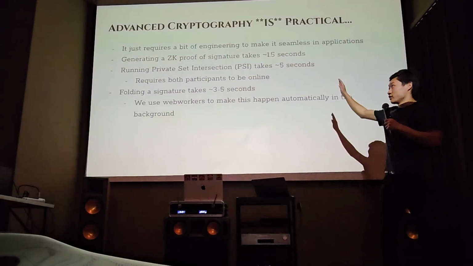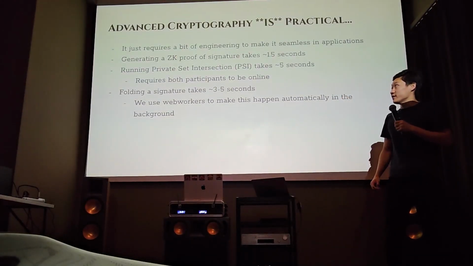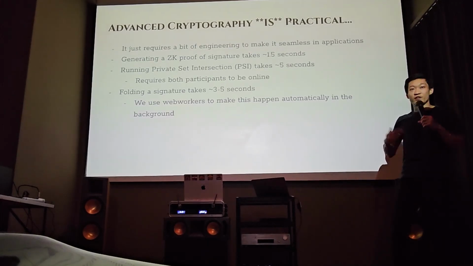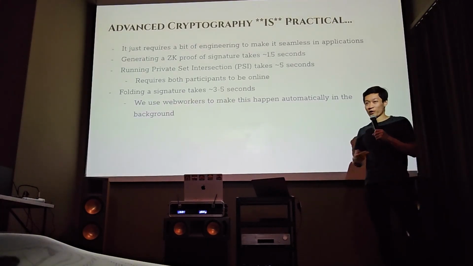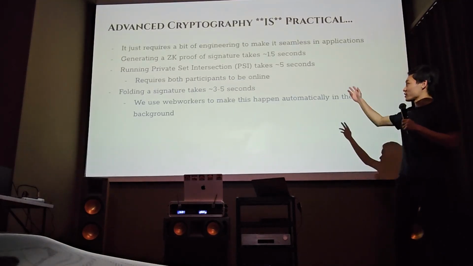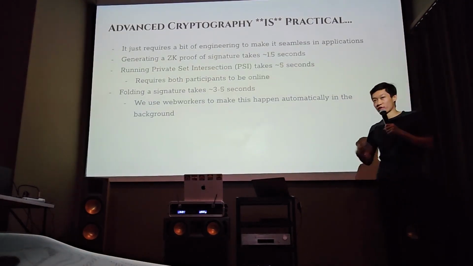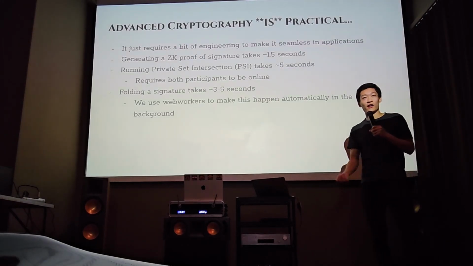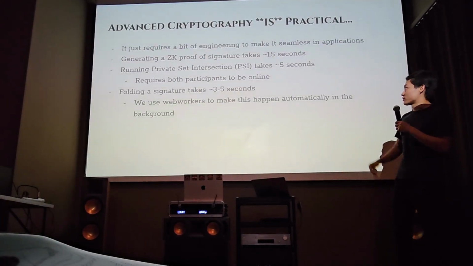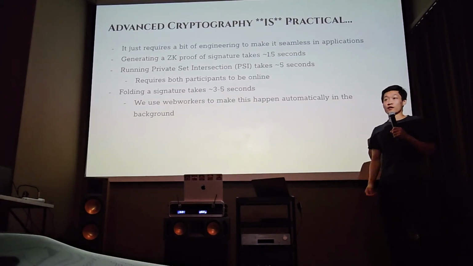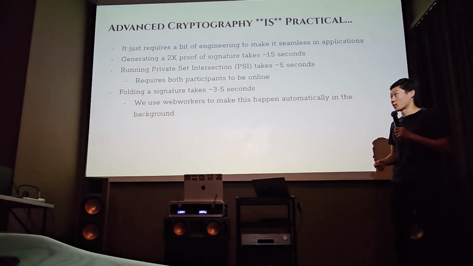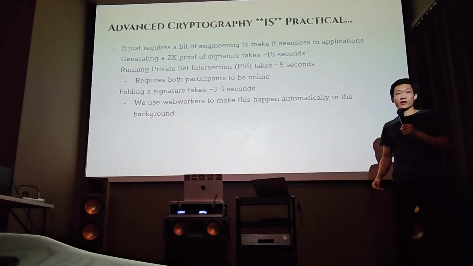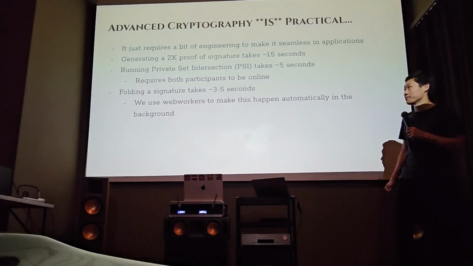Now, final thing I want to mention here is that a lot of this advanced cryptography is actually quite practical. It just requires a little bit of engineering work to make it happen. So ZK proofs, these proofs of signatures take around 1.5 seconds per signature. What we're doing there is an ECDSA verification and a Merkle proof. Running the PSI takes around 5 seconds. It's actually quite fast compared to a lot of ZK proofs we want to make. But it requires both participants to be online. So it's interactive, and that's a limitation.